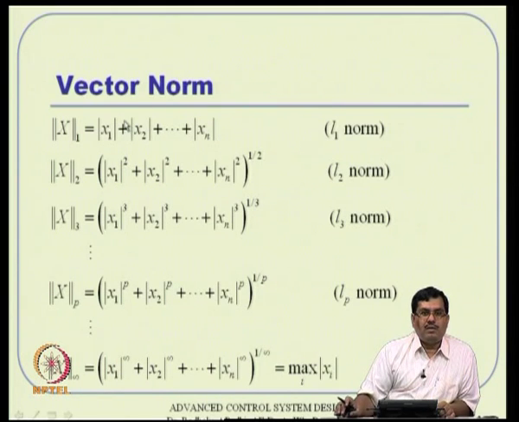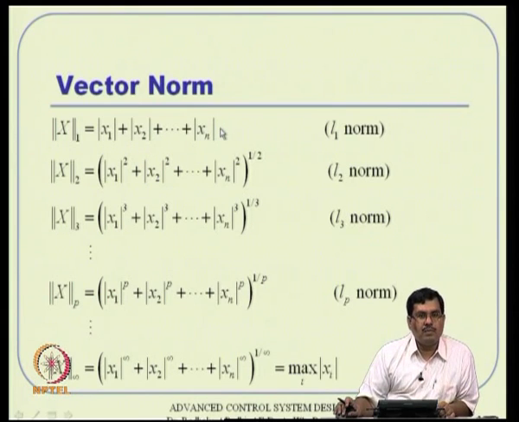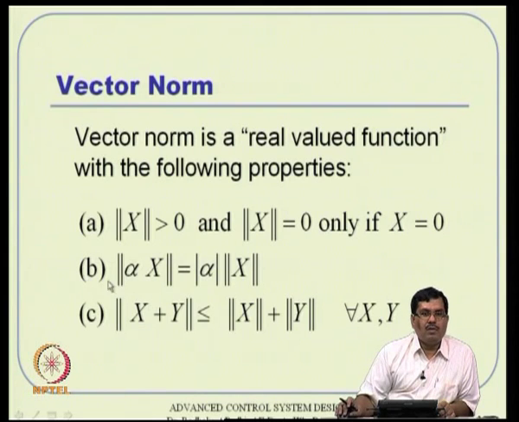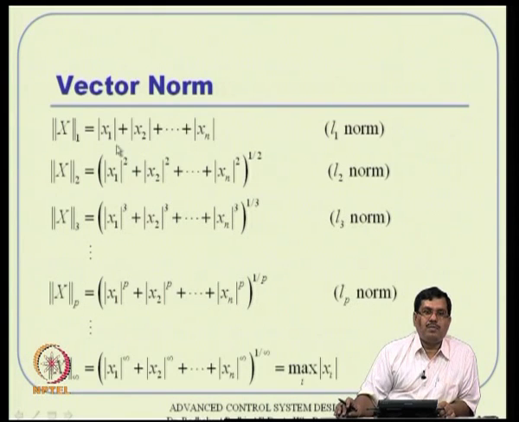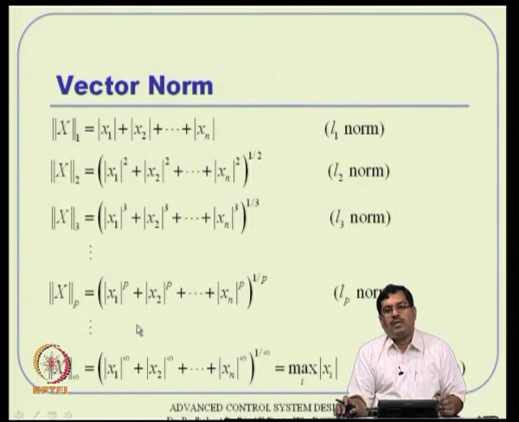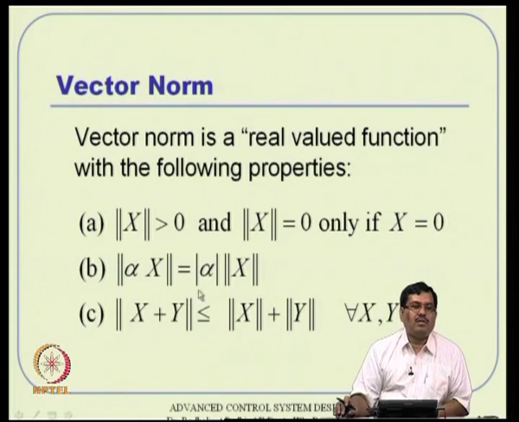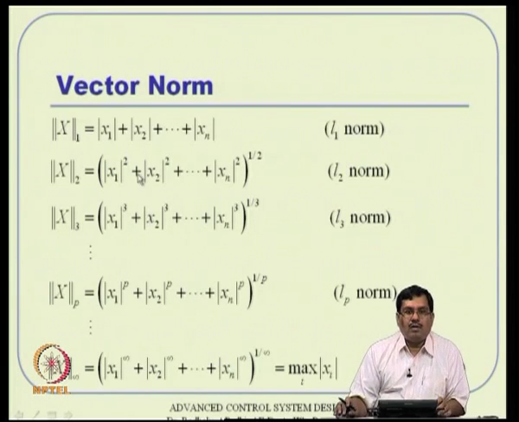If I simply define the absolute value of x1 plus absolute value of x2 plus absolute value all the way up to xn, then it will satisfy all these three properties anyway. All the absolute values are positive quantities, so the summation of that is guaranteed to be a positive quantity also. It is going to be 0 only if x is 0. So, that will satisfy the first property from this definition. You can also verify that the rest of the two properties are also satisfied with respect to all these definitions.